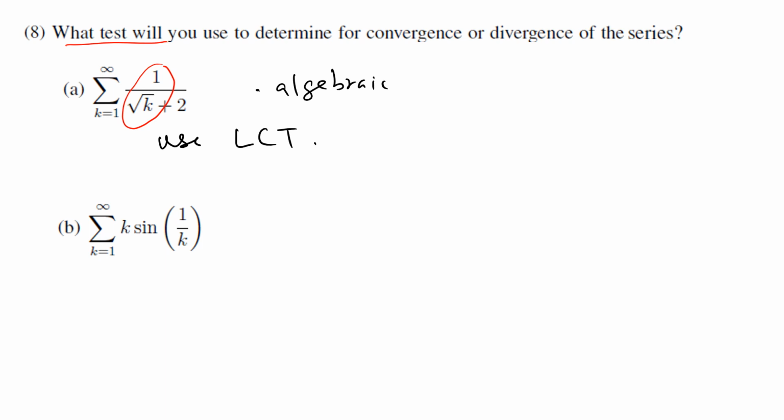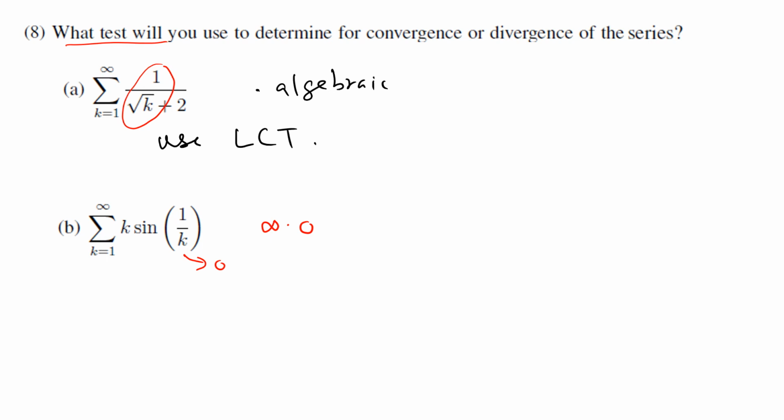Okay, so let's look at the next problem. If you look at the next problem, you can see that we have 1 over k, and k goes to infinity. So then we know that 1 over k goes to 0, so sine goes to 0, because we know sine 0 is 0. But k goes to infinity, so it's an infinity times 0 situation. So that means this is an indeterminate situation.